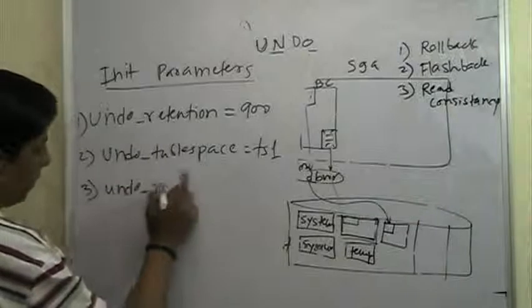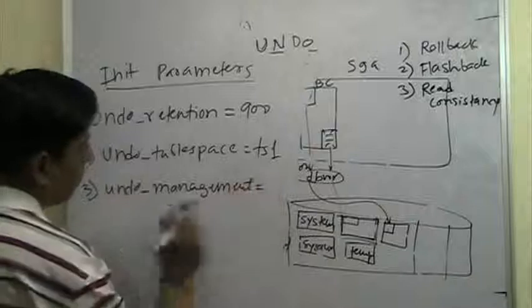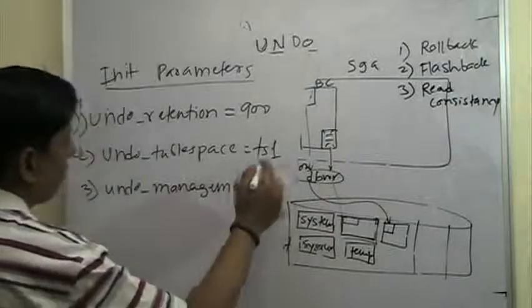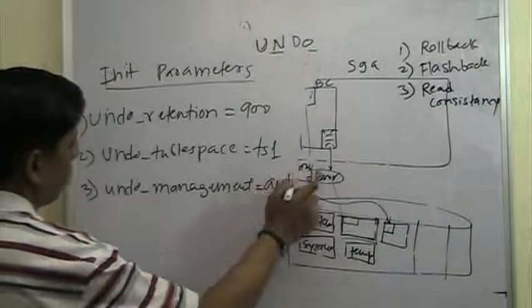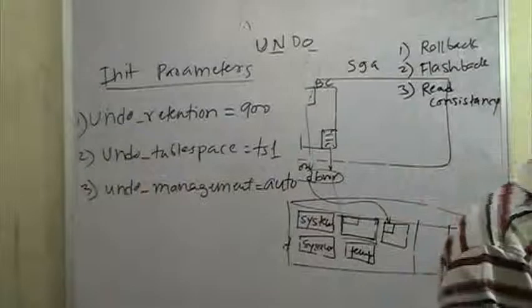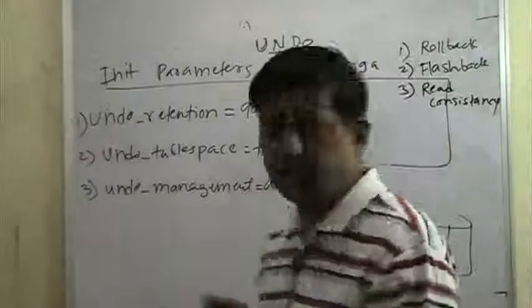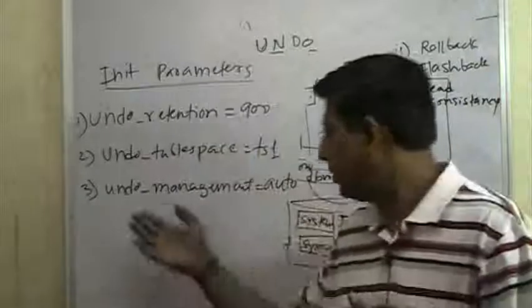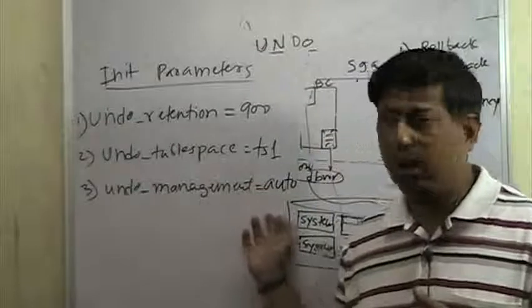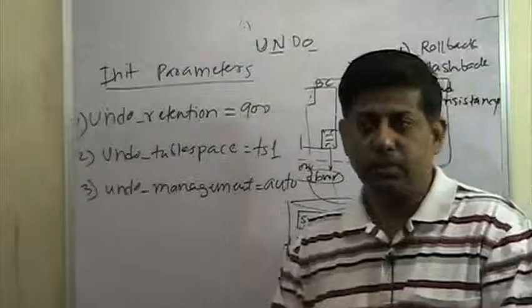undo_management. Undo_management is equal to, there are two values, auto and manual. Now we used to do a lot of manual undo management in the older days, but starting from 9i it is recommended that you go with undo_management equal to auto. Now what is the meaning of this undo_management equal to auto?